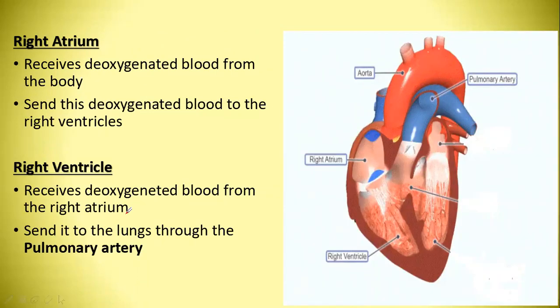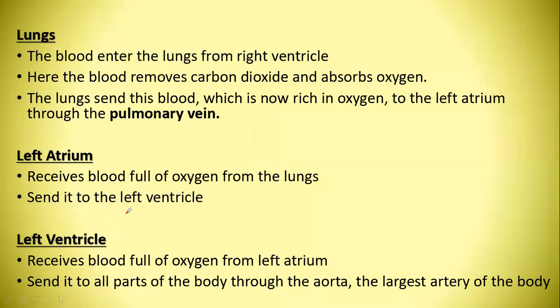Right atrium receives deoxygenated blood from the body and sends the deoxygenated blood to the right ventricle. Right ventricle receives deoxygenated blood from the right atrium and sends it to the lungs in the pulmonary artery. Lungs.